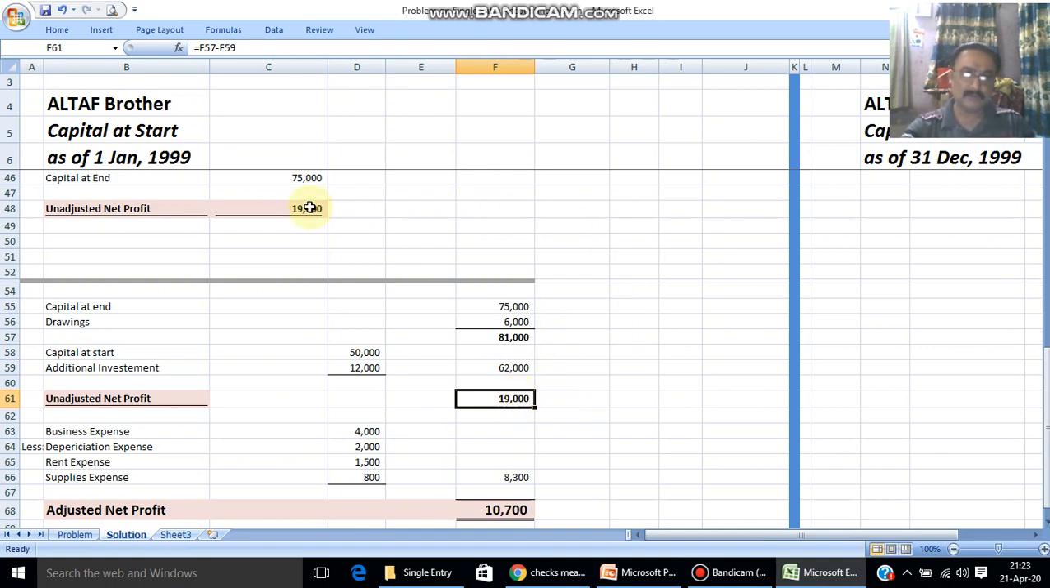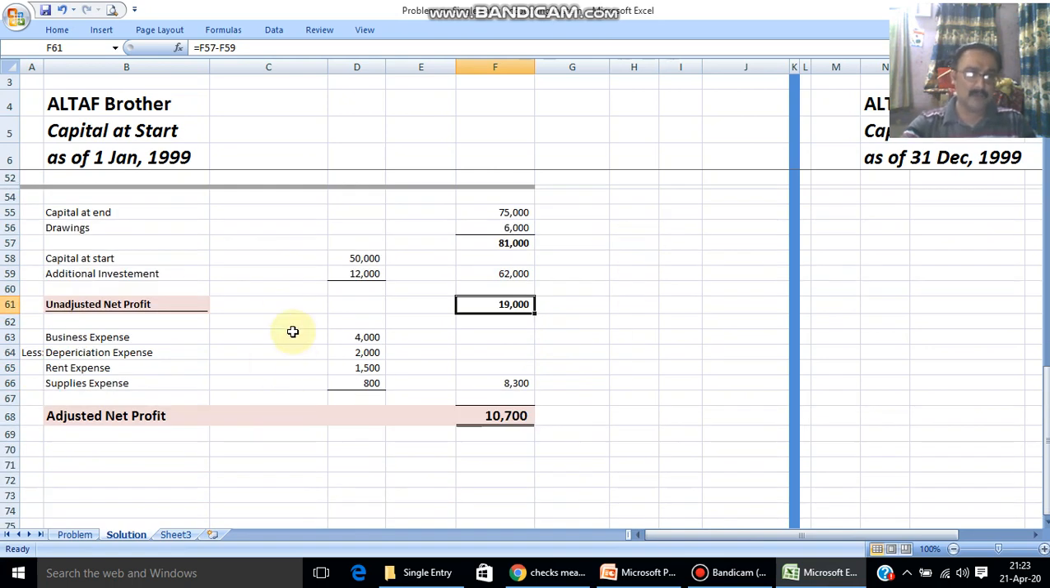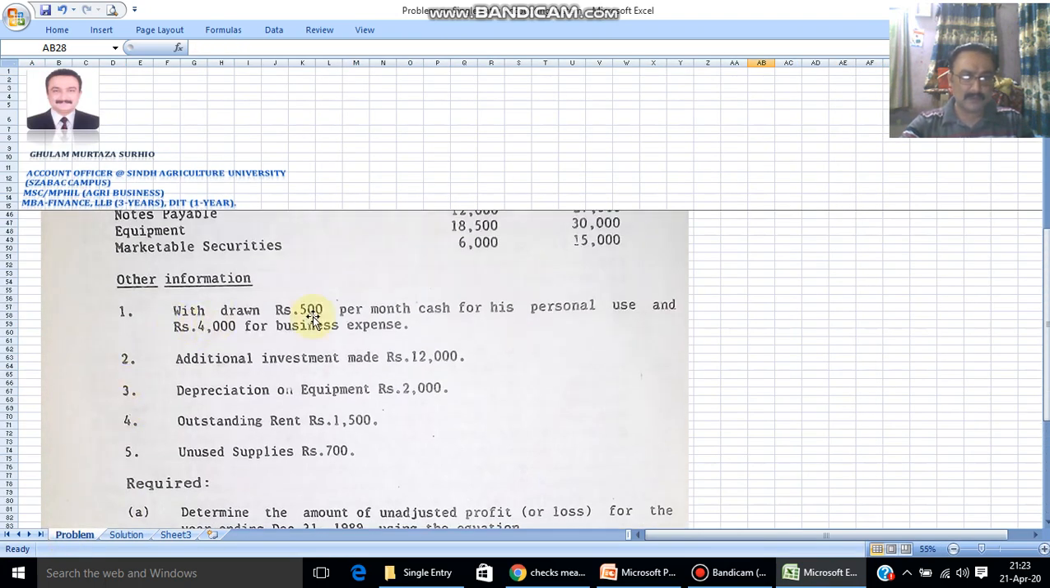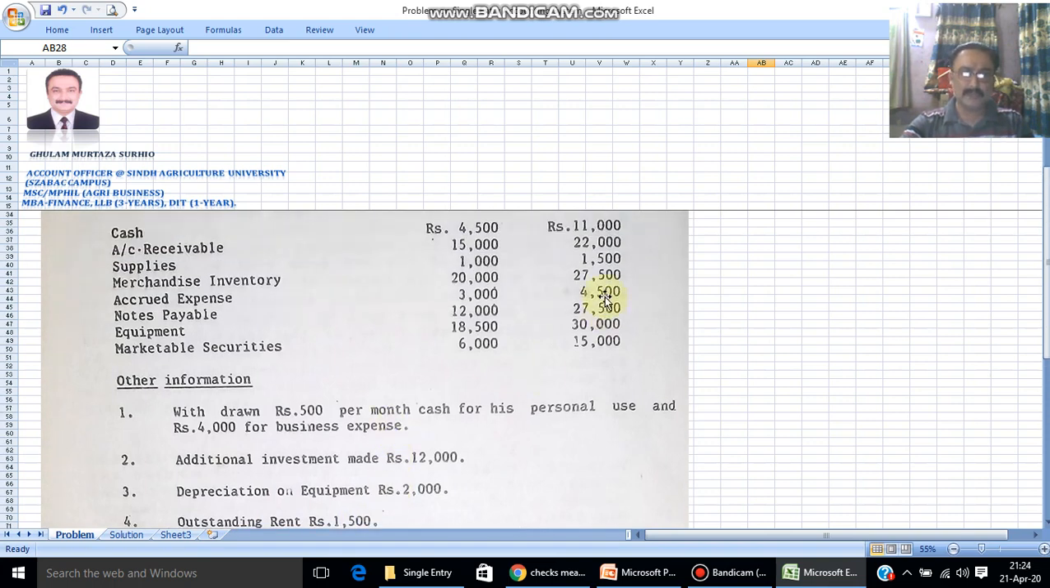This is equal to this one. Okay, now as you see, in statement number 1, there was drawing plus 4,000 used for personal use. This was our business expense. Okay, and other expenses were depreciation expense from equipment, outstanding rent expense 1,500, and unused supplies, which you will see over here, were 1,500.